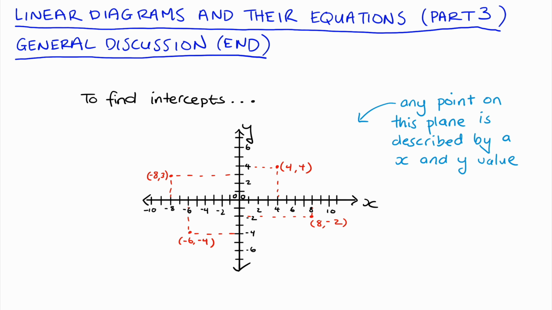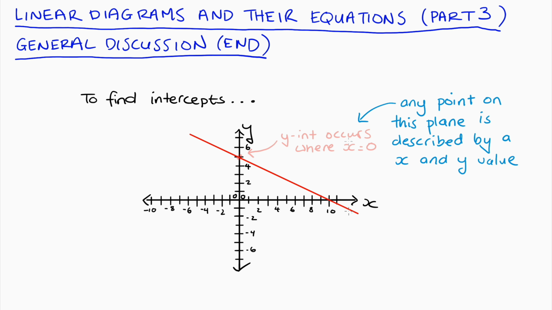Now note then, if we're thinking about a line where it crosses, let's say, the y-axis, that point will correspond to an x value of 0. And likewise, if our line crosses the x-axis, that intercept will occur when y is equal to 0. So I hope you can see that.